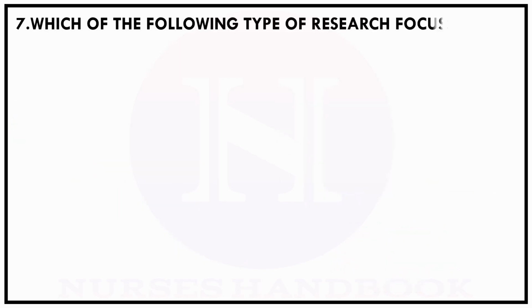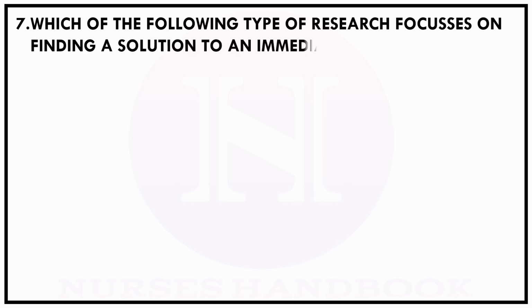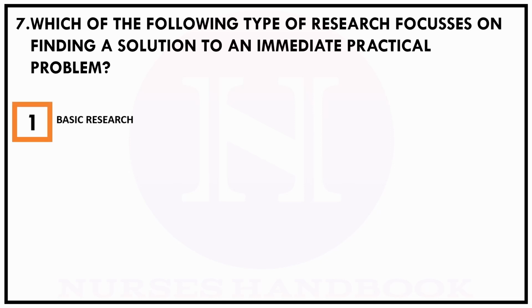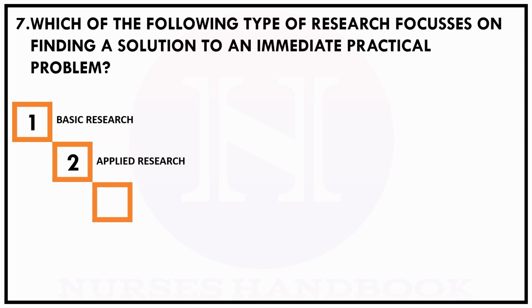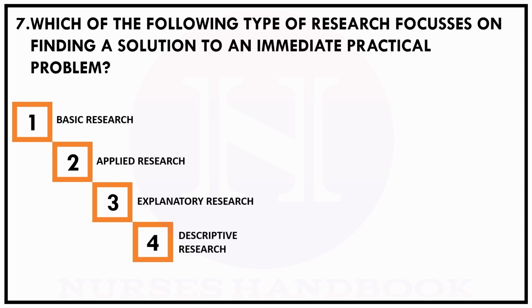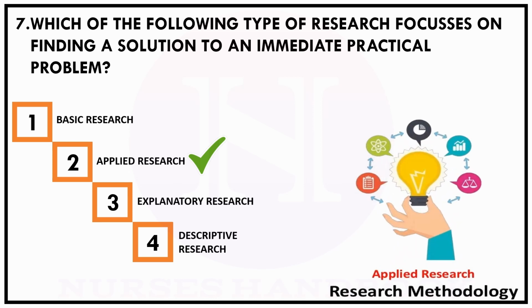Which of the following types of research focuses on finding a solution to an immediate practical problem? Option number 1, basic research. Option number 2, applied research. Option number 3, explanatory research. And option number 4, descriptive research. And the correct answer is option number 2, applied research.